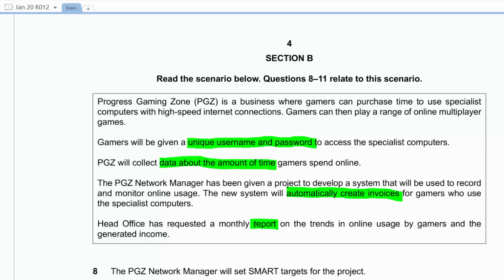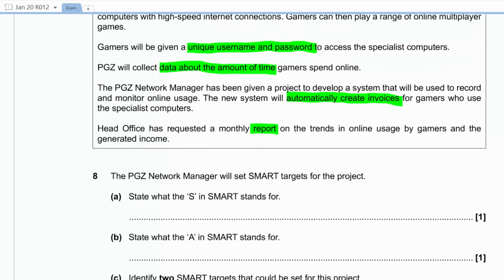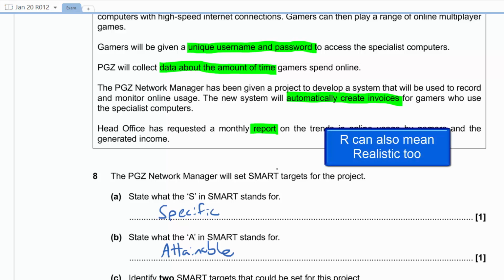Okay, so first of all, we are told this PGZ network manager will set SMART objectives for the project. What does the S stand for in SMART? Well, we can do this all. We'll then ask for the A. So S is specific, A is attainable, M is measurable, R is relevant, and T is time. We could also say for A, also achievable is also fine.